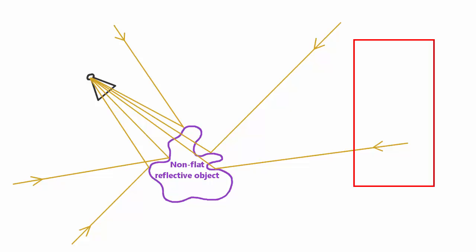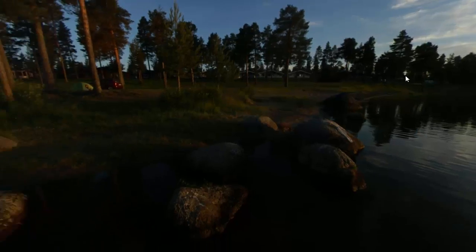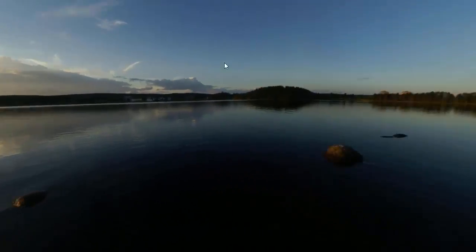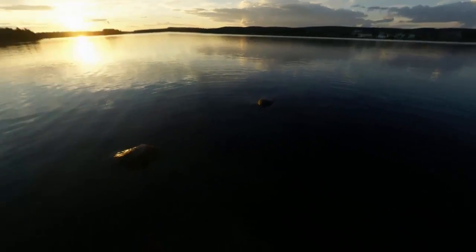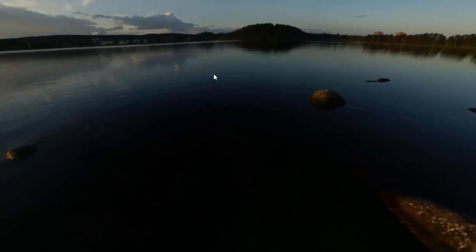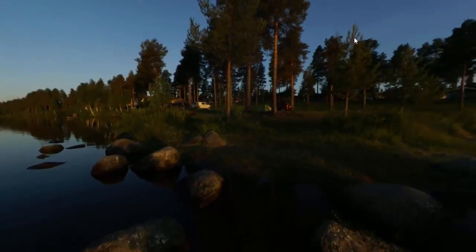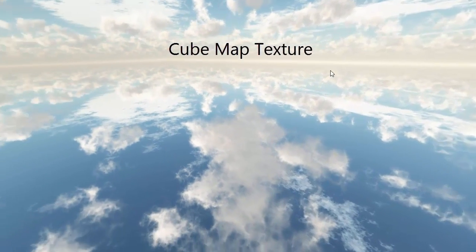So a 2D image of just one part of the scene is not going to be enough for the reflections in this case. Instead, we're going to need a full 360-degree image of the entire scene, which would look something like this. This is known as an environment map, a 360-degree image of everything in the scene that can be reflected. There are various ways of implementing environment maps, but in this tutorial we're going to be using a cube map texture as the environment map.